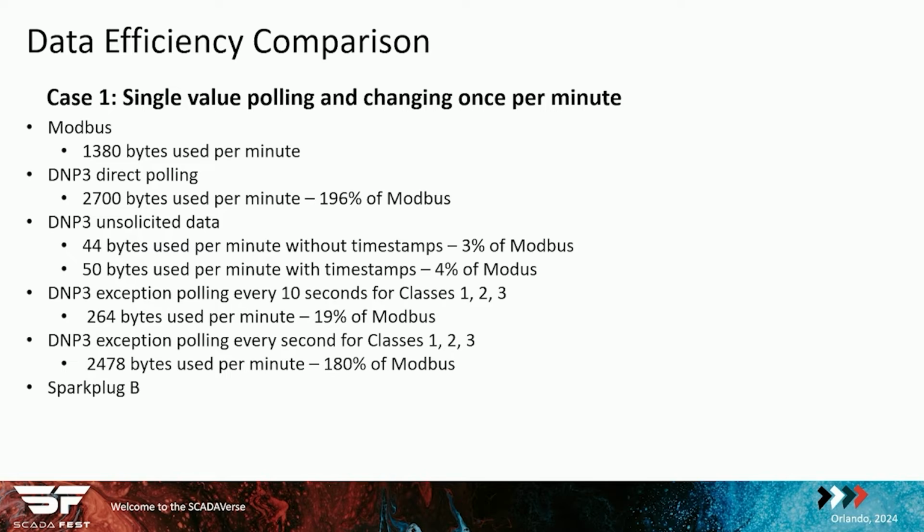And then Sparkplug B, we get one message sent to us, 73 bytes, 5% of Modbus. So as you can see, there's two extremes. DNP3 direct polling, which is the worst, and then DNP3 is also the best if you configure it correctly, which is what I was saying before. DNP3 can be complicated to get set up correctly for your system depending on the type of data you're using.